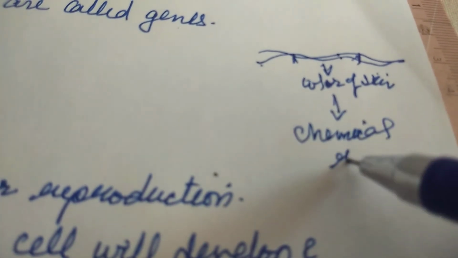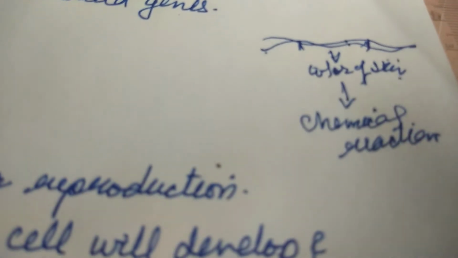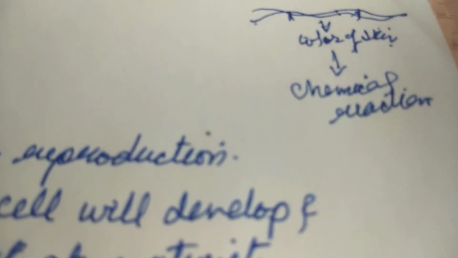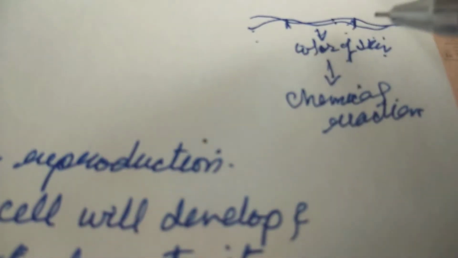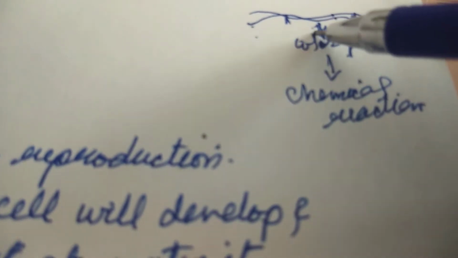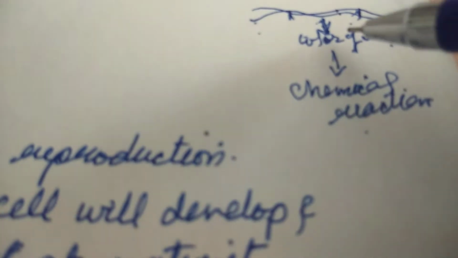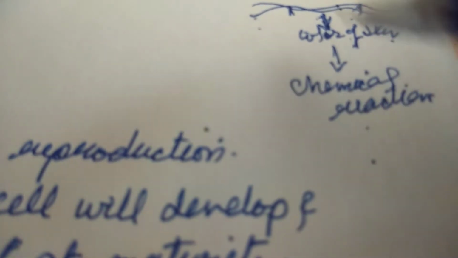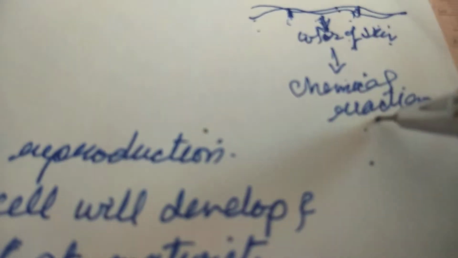Chemical reaction means how the color of the skin will be defined: the quantity of melanin pigment. If melanin is less, then the color will be fair. If melanin is more, the color will be dark. Right? So this will define whether the cell will produce less melanin or more melanin. The information is there, and it is controlling that chemical process.